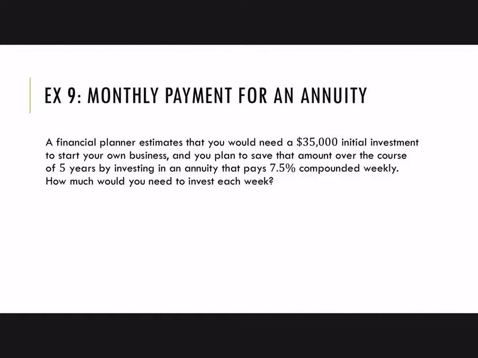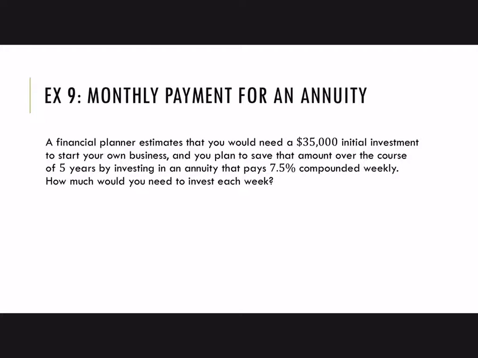Let's look at an example of finding the monthly payment for an annuity needed to reach a certain goal. A financial planner estimates that you would need a $35,000 initial investment to start your own business, and you plan to save that amount over the course of 5 years by investing in an annuity that pays 7.5% compounded weekly. How much would you need to invest each week? So what we're looking for is R, the regular weekly payment that needs to be made.